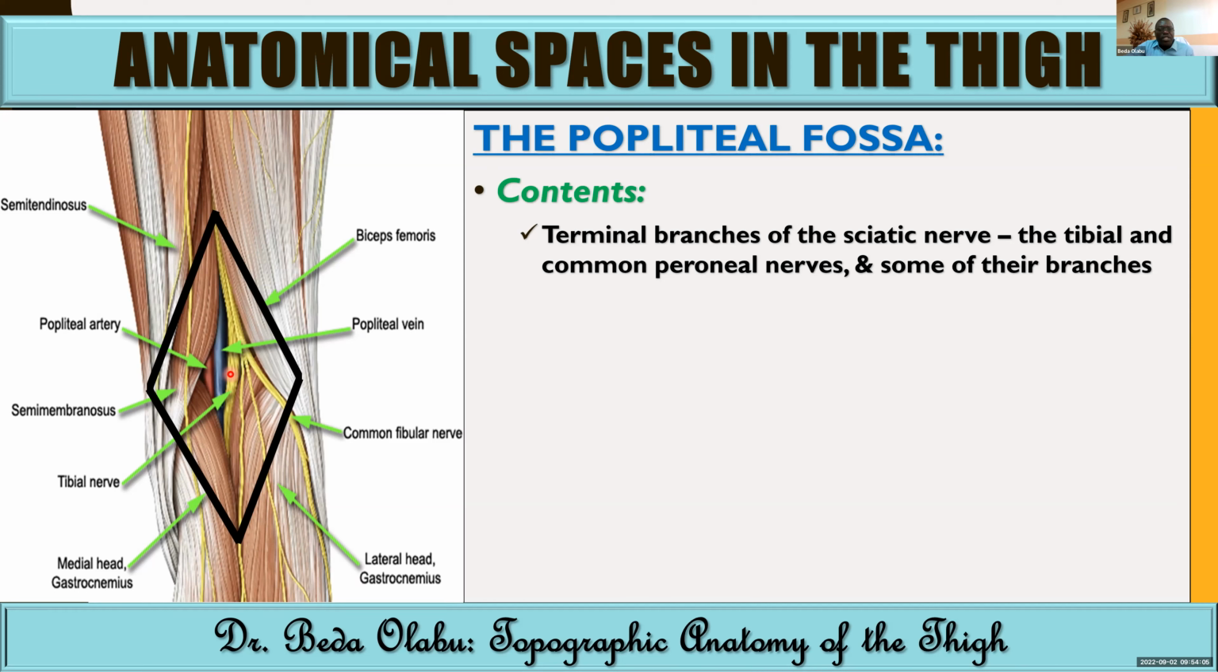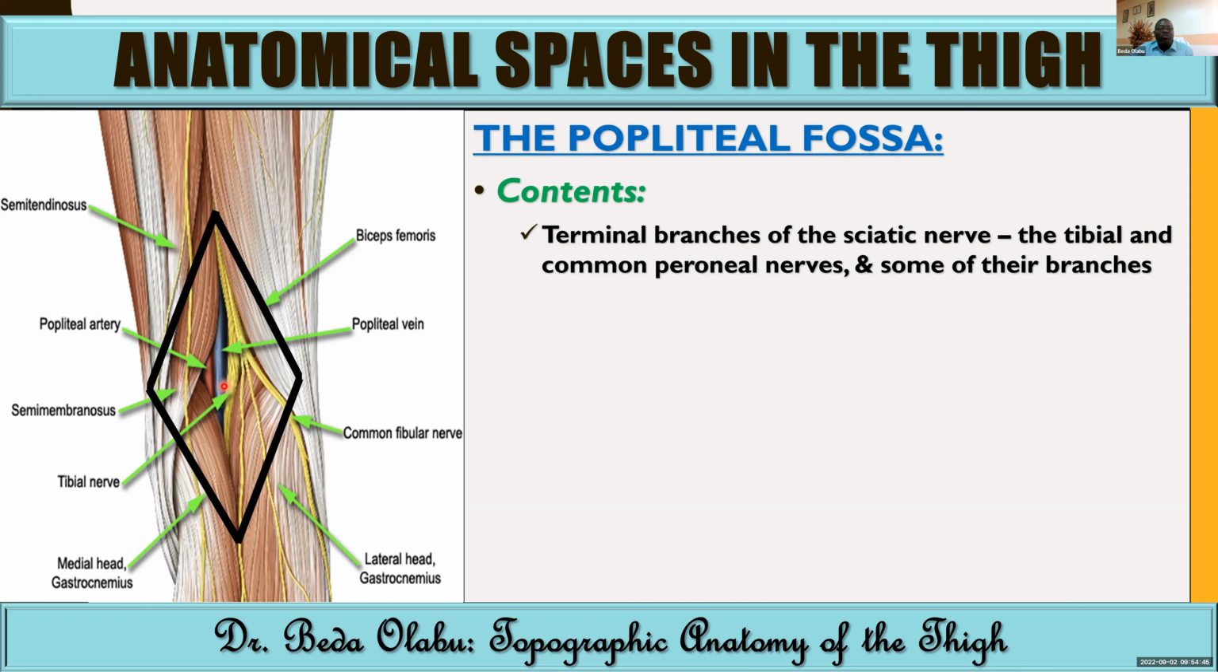Apart from the cutaneous branch that comes from tibial nerve, we also have articular branches from the tibial nerve. The articular branches from the tibial nerve go to the knee joint. There are three. We have superior medial genicular nerve, we have middle genicular nerve, and we have inferior medial genicular nerve. So those are articular branches of the tibial nerve to the knee joint. Superior medial, middle, and inferior medial genicular nerve.